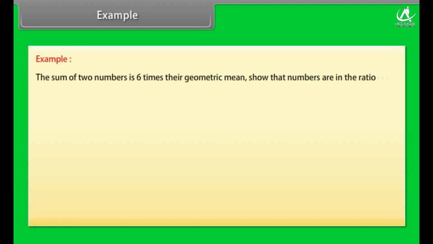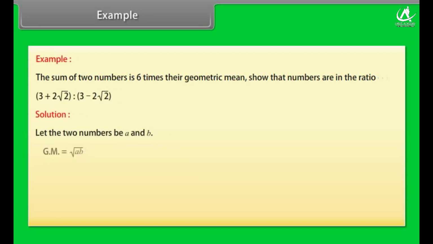Example. The sum of the two numbers is 6 times their geometric mean. Show that the numbers are in the ratio. Solution. Let the two numbers be a and b. According to the given condition, a plus b is equal to 6 into square root of ab. Let it be equation 1.